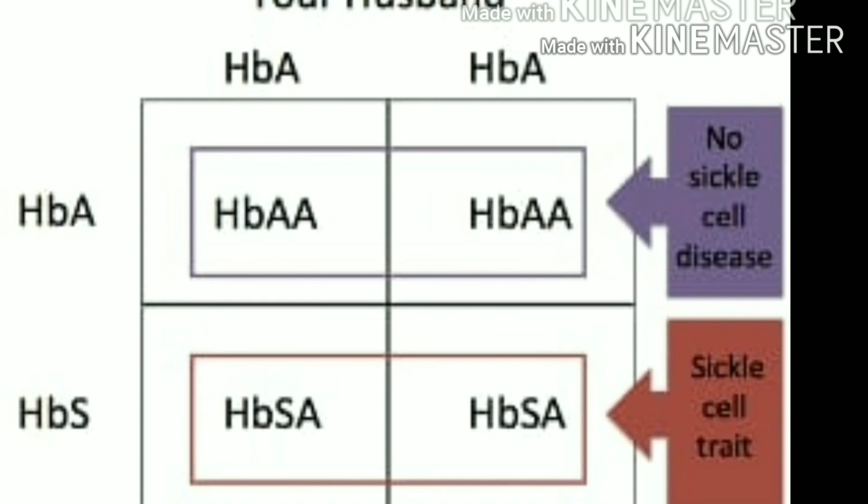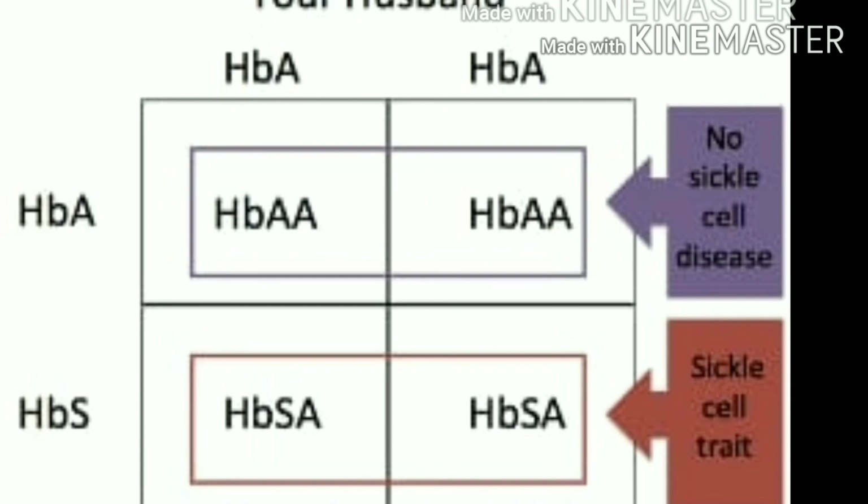Now see the progenies. The first top two cells are normal for hemoglobin. So no sickle cell anemia is found in that person. HB capital A stands for normal and no sickle cell anemia over there. Now you attend to the second row. The genotype of the progenies are HB capital S capital A. That means they are carriers. They are carriers for sickle cell anemia.